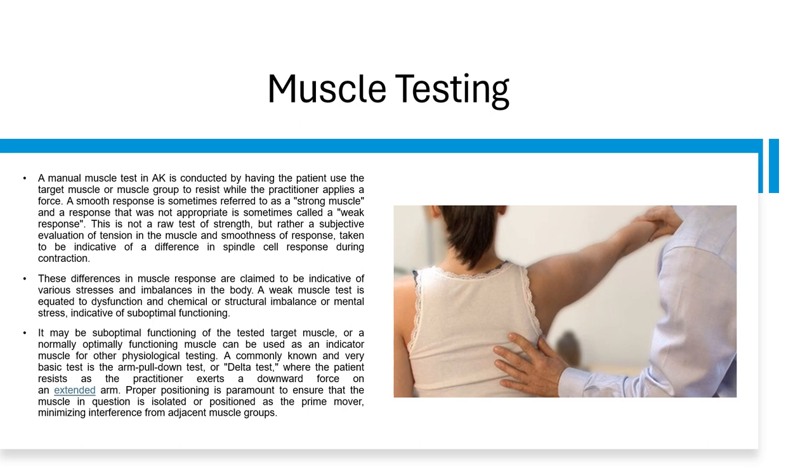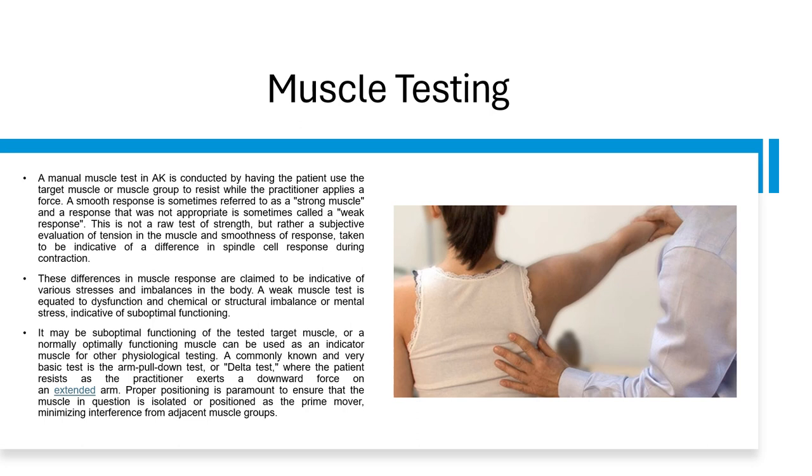These differences in muscle response are claimed to be indicative of various stresses and imbalances in the body. A weak muscle test is equated to dysfunction and chemical or structural imbalance or mental stress indicative of suboptimal functioning. It may be suboptimal functioning of the tested target muscle, or a normally optimally functioning muscle can be used as an indicator muscle for other physiological testing.